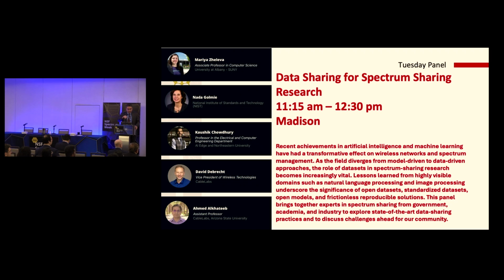And I want to emphasize the data sharing panel. These are our panelists from academia, industry, and government, and I look forward to the discussion. Some of the topics that actually came up already, especially in terms of data sets and sharing data as well as models that will help support spectrum research.